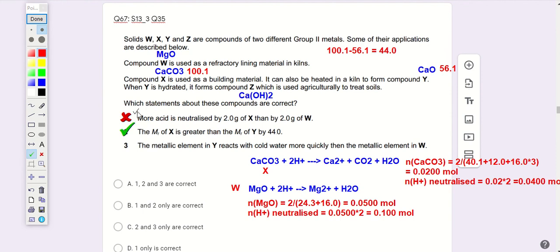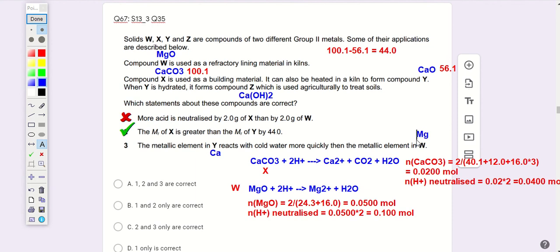So you see, when number 1 is wrong, the only combination will be 2 and 3. When you are very sure that number 1 is wrong, the answer will be C, 2 and 3 correct. But of course, we still try to reason, explain 2 and 3, and confirm whether they are correct or not. Now look at number 3. The metallic element in Y reacts with cold water more quickly than the metallic element in W. In Y, the metallic element is calcium. The metallic element in W is magnesium.